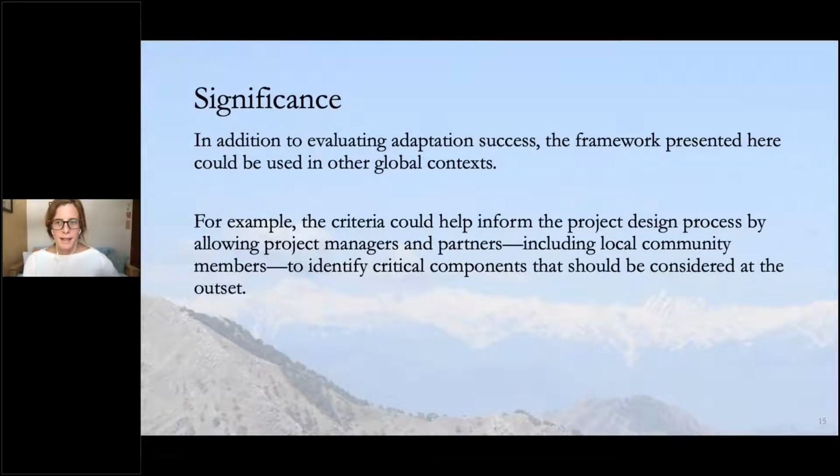So in addition to evaluating success, this framework presented here could be used in other global contexts. For example, the criteria could be used to help inform the project design process by allowing project managers and partners, including local and community members, to identify critical components that should be considered at the outset. So we consider these criteria a helpful set of criteria in both design and in evaluation. And in the paper itself, we provide some tools and questions for practitioners to think about how they might tailor it to their own work.